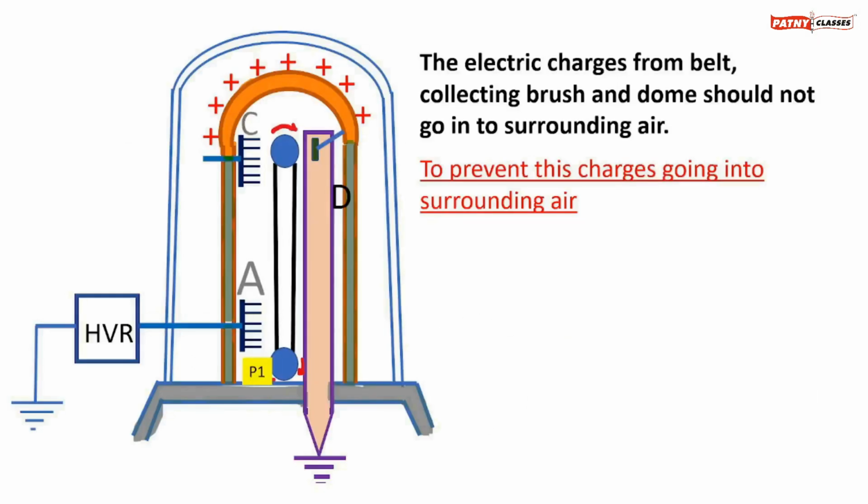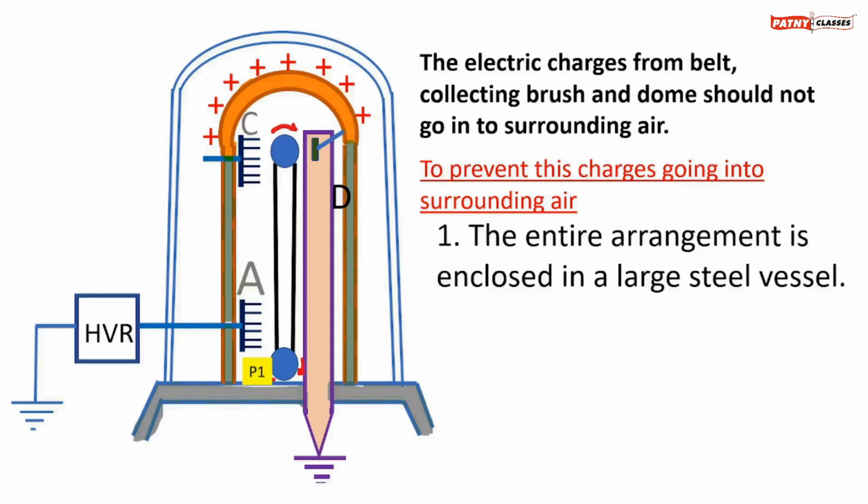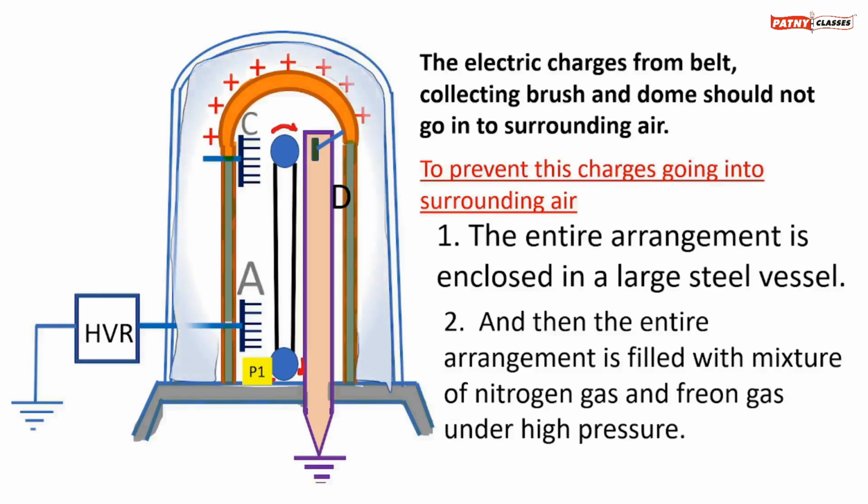The electric charges from the belt, collecting brush and dome should not go into the surrounding air. To prevent these charges going into the surrounding air, the entire arrangement is enclosed in a large steel vessel. And the second one, the entire arrangement is filled with a mixture of nitrogen gas and freon gas under high pressure.